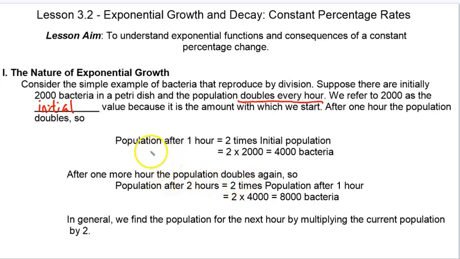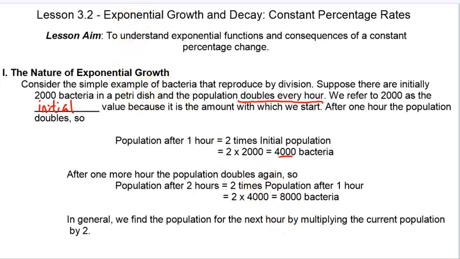So just doing some simple math. If we're told that the population doubles every hour, then after 1 hour we would expect 2 times the initial population, or 4,000. And then after the next hour, that number would double, so 4,000 becomes 8,000. And then we don't have it on the screen here, but after the third hour, 8,000 becomes 16,000. So in general, we just take the population at the end of the previous hour, and the next hour would be that number multiplied by 2.